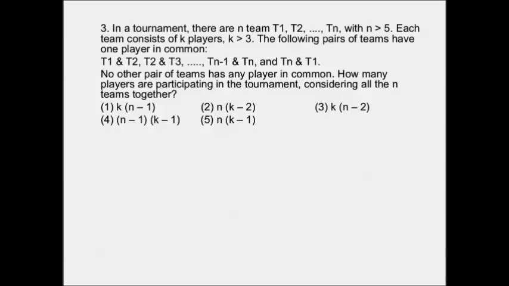So in a tournament there are n teams, T1 up to Tn, with n greater than 5, and each team consists of k players where k is greater than 3. The following pairs of teams have one player in common. Then how many players are participating?